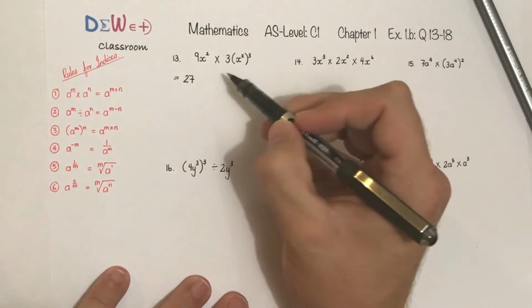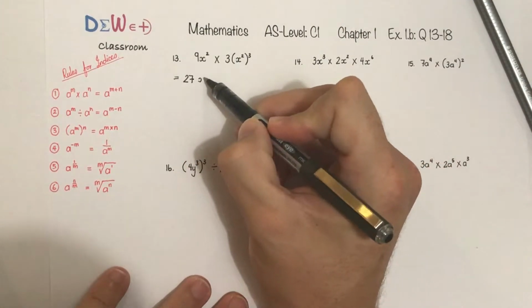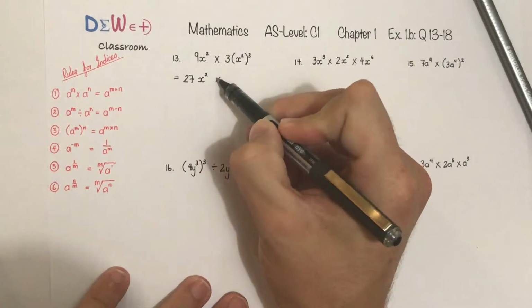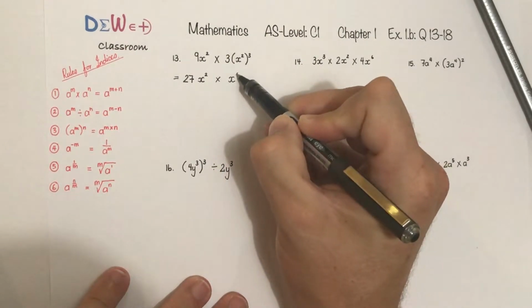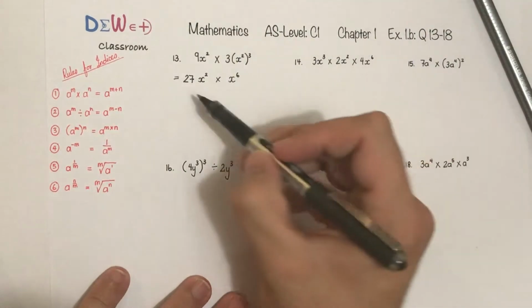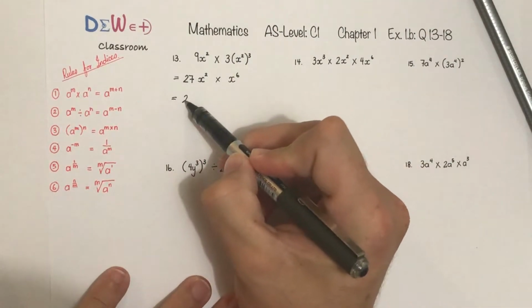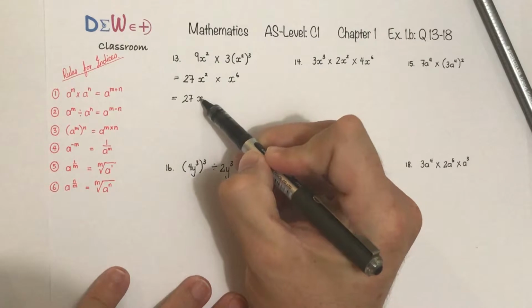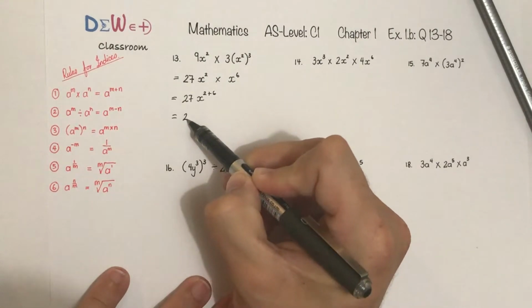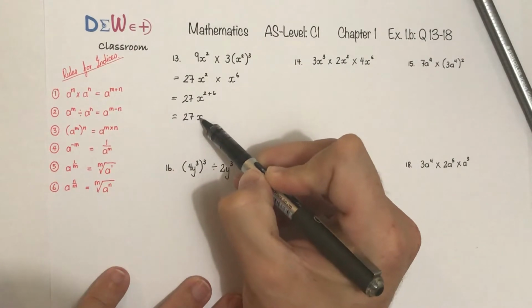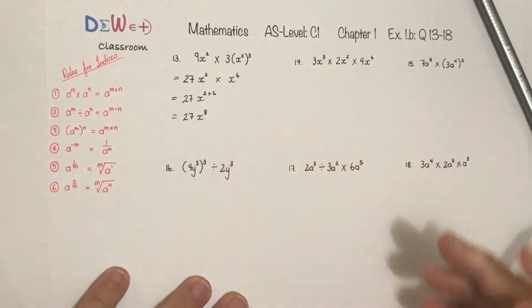We now move over to our x's. So we have x squared multiplied by x to the power 2 times 3, which is 6, and this will give us 27 x to the power 2 plus 6, resulting in 27 x to the power 8.